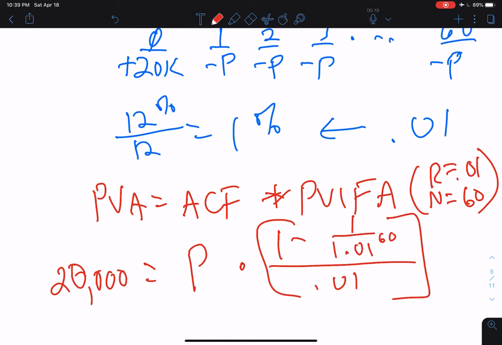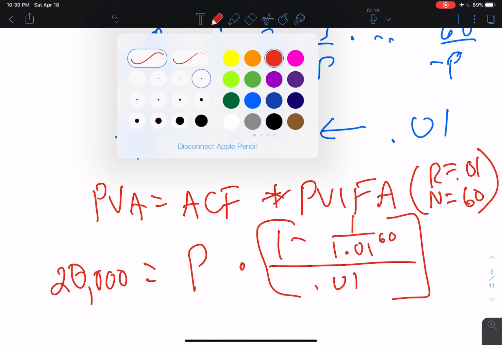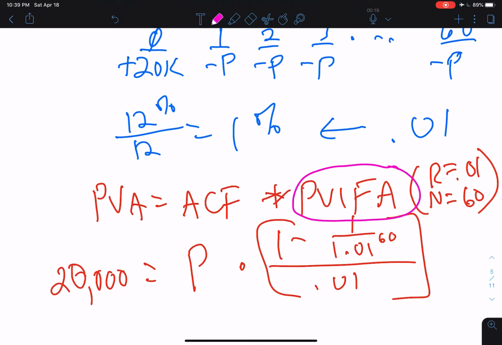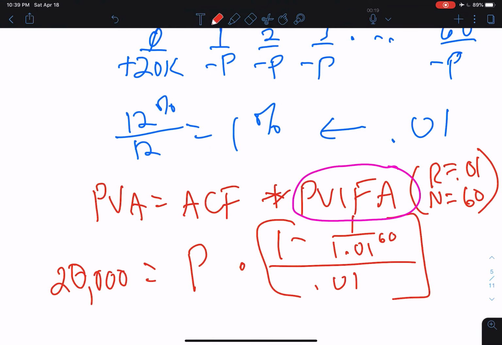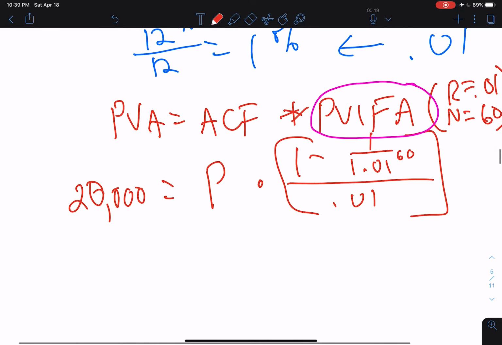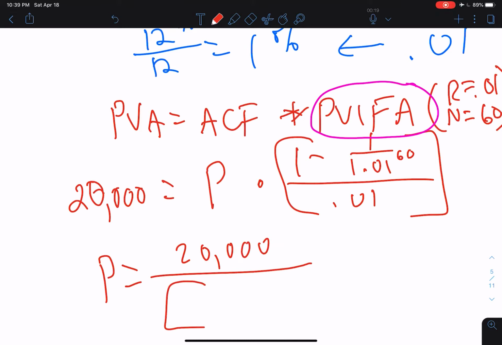I go over PVIFAs in great detail in an earlier video. Make sure you know them very well, especially if you're a student in one of my classes. Very important. Okay. This just leaves us with the obvious observation that the payment is going to be equal to 20,000 divided by the PVIFA. Right? And generally speaking, this will be the case.